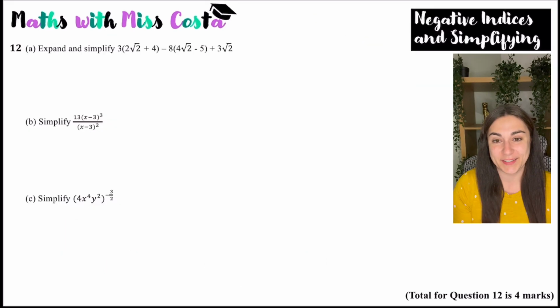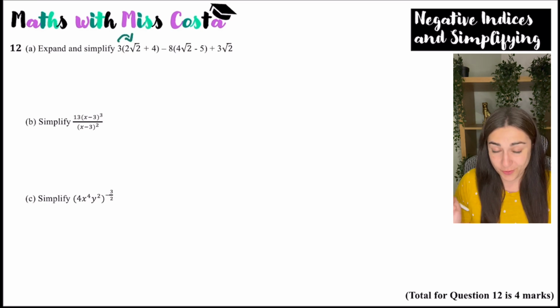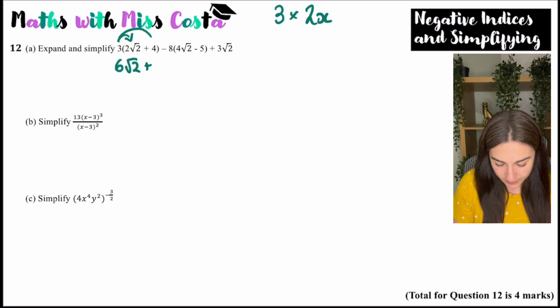So in this first question, I'm just being asked to expand and simplify. So that's what I do. I multiply everything. Remember, when you're multiplying surds, you can treat it like algebra. So you could imagine that's the same as saying 3 times 2x, which would be 6x. So that would be 6 root 2. 3 times 4 is 12.